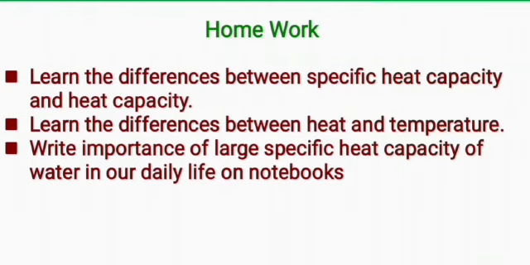Now students, this is your homework. You will have to learn the differences between specific heat capacity and heat capacity of an object. And you will have to learn the differences between heat and the temperature of an object. And the last question of your homework is to write the importance of large specific heat capacity of water in our daily life in your notebooks. Students, this is all about today's lecture.